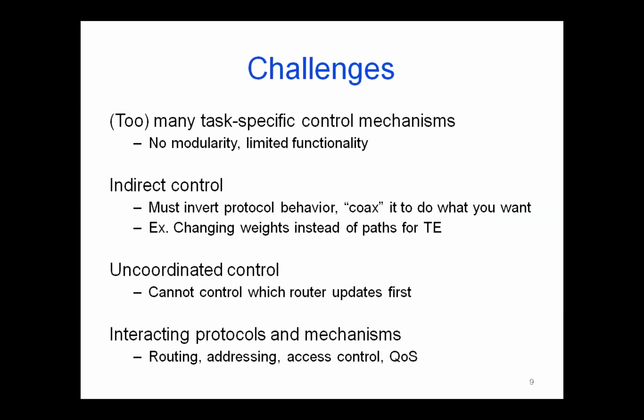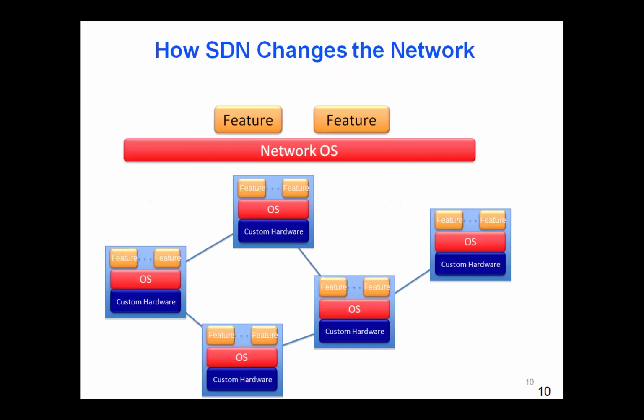So what are the challenges? Too many task-specific control mechanisms, no modularity, limited functionality, and indirect control. You must invert protocol behavior and coax it to do what you want. For example, changing weights instead of paths. Uncoordinated control is also there, where you cannot control which router updates first, along with interacting protocols and mechanisms: routing, addressing, access control, and quality of service.